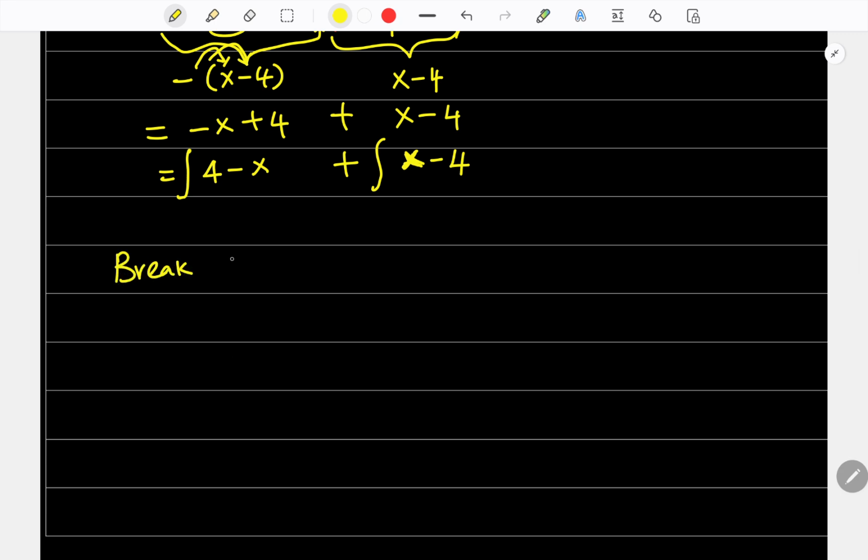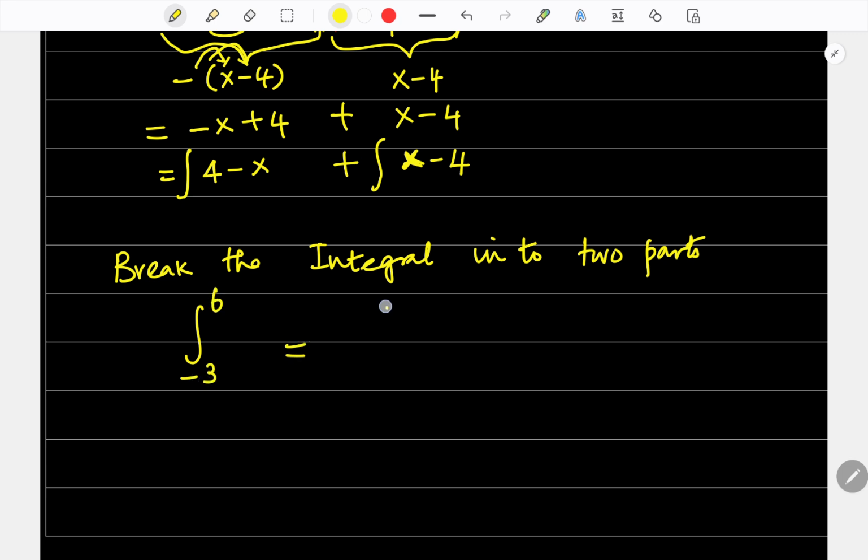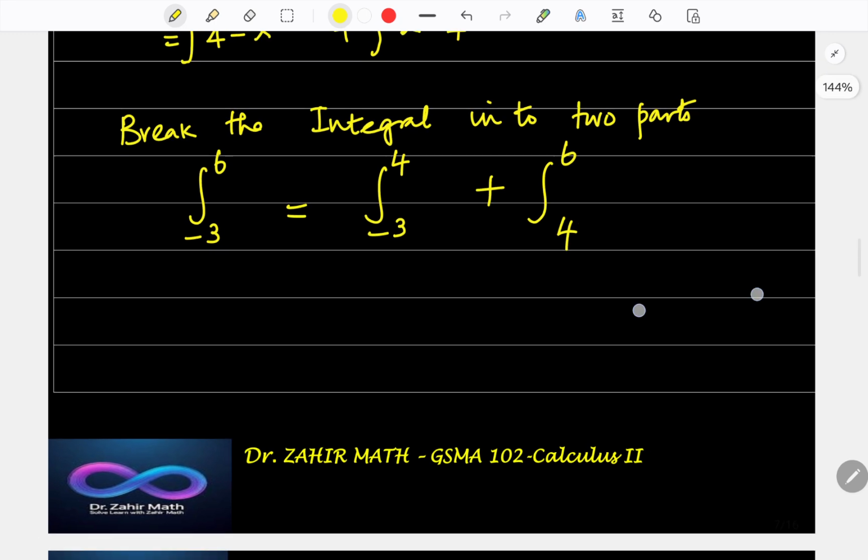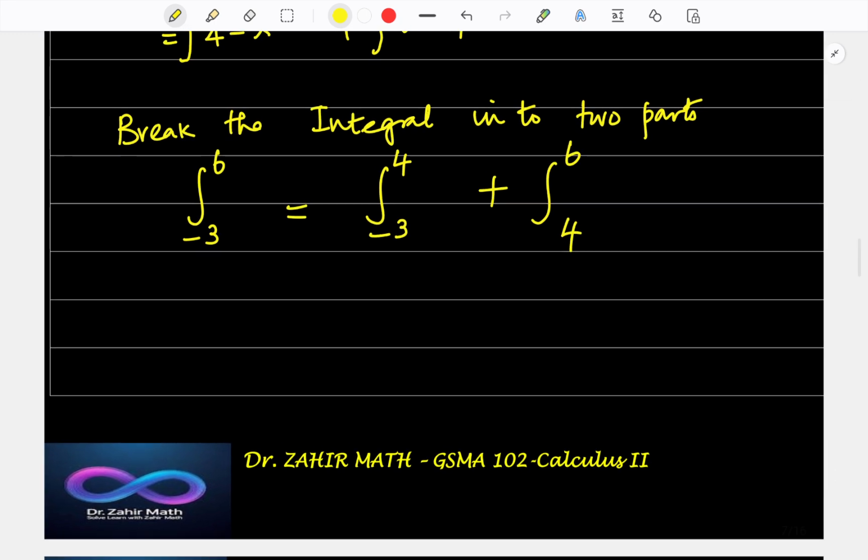Break the interval or break the integral, whatever it is, no problem, into two parts. How are we going to break it? Very, very simple. It changes the value at x equals 4. So integral minus 3 to 6 will be broken into integral minus 3 to 4 plus integral 4 to 6. So this is the first integral and this is the second integral. Let us integrate the first integral and then the next integral.